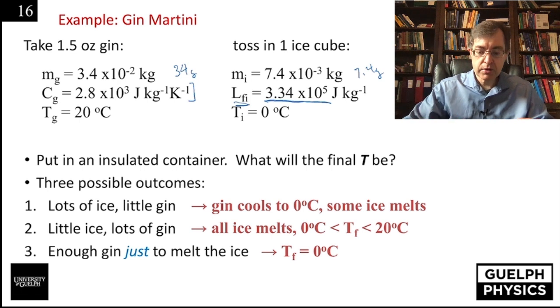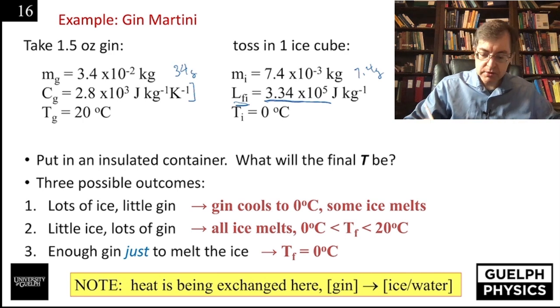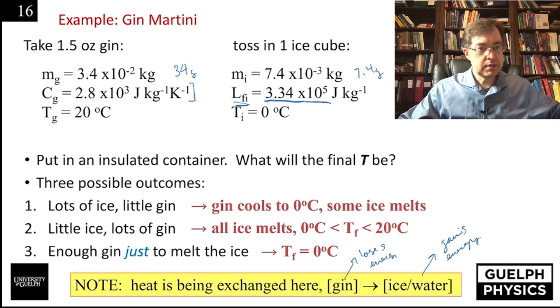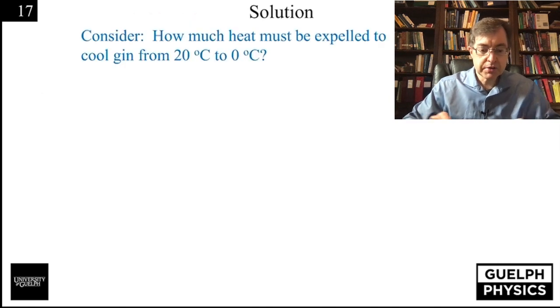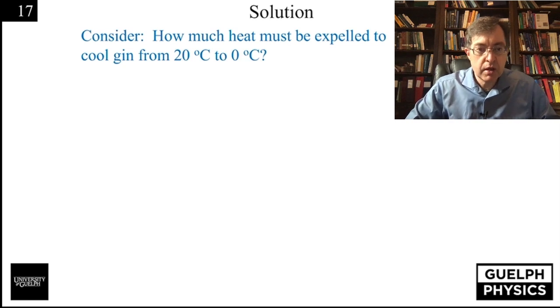Okay? Now note the gin again is losing energy by exchanging heat and giving it to the ice and water. So the gin loses energy and the ice water will gain energy in this problem. Okay? So in this example, we might want to start off by considering how much heat must be expelled from the gin to cool the gin from 20 degrees Celsius down to 0 degrees Celsius.